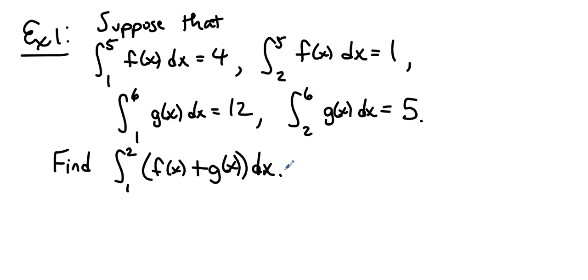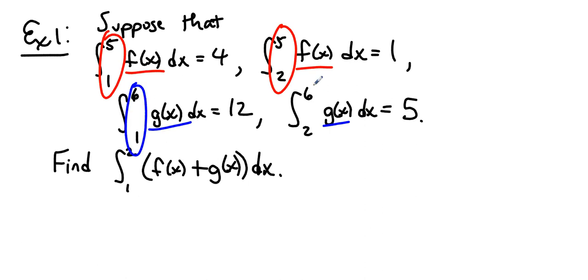What in the world is going on here? Well, we have some information about two functions. We have some information about an f of x function on this interval and this interval, and we have some information about this g of x function on this interval and this interval. So what do we do to put it all together? Well, this integral that we're trying to find deals with the sum, but this is a sum of sums. So we can break this up.